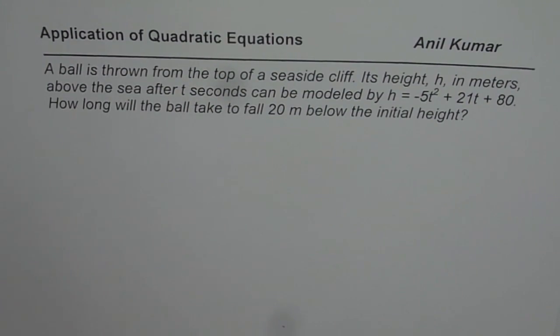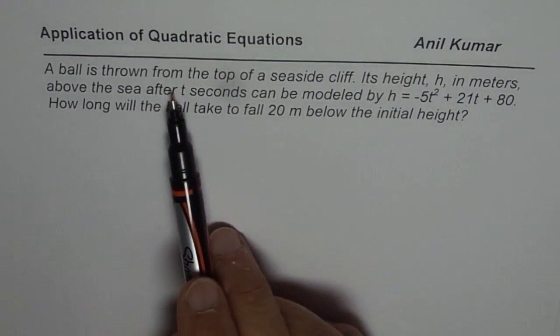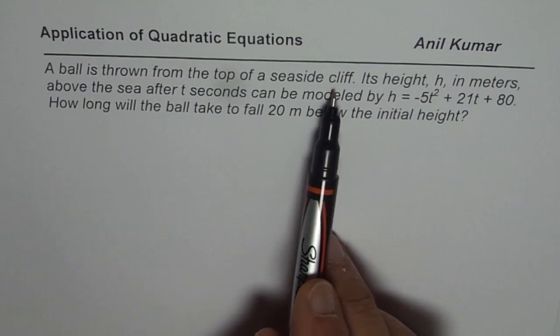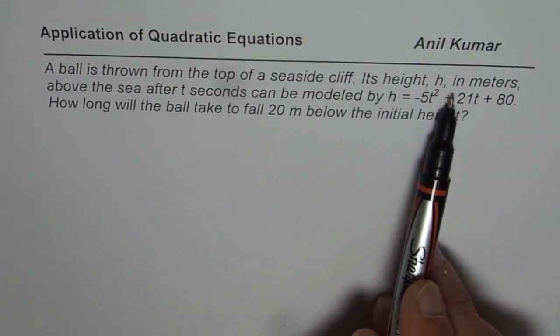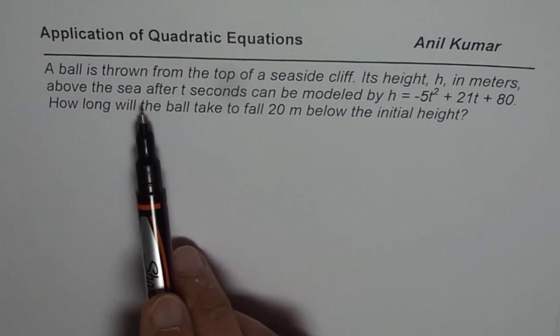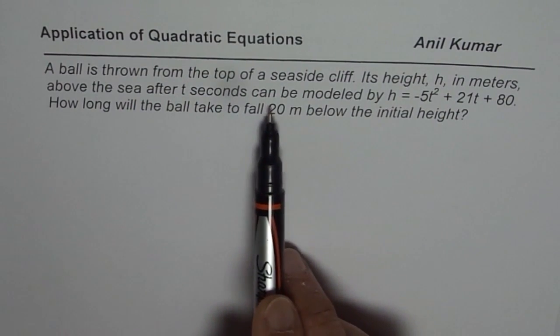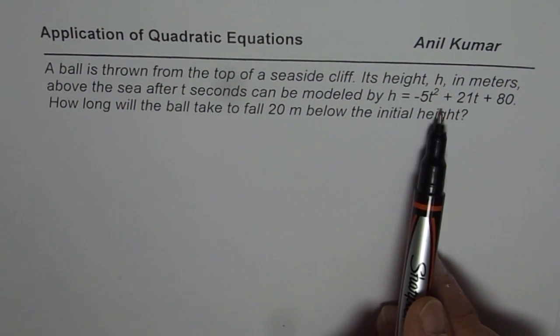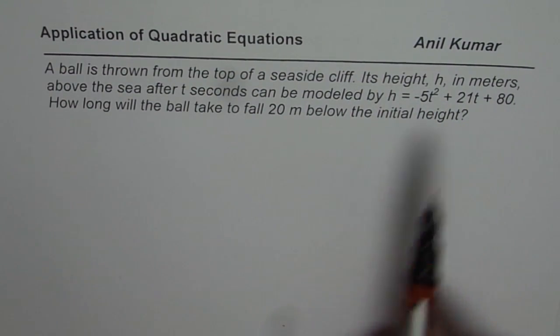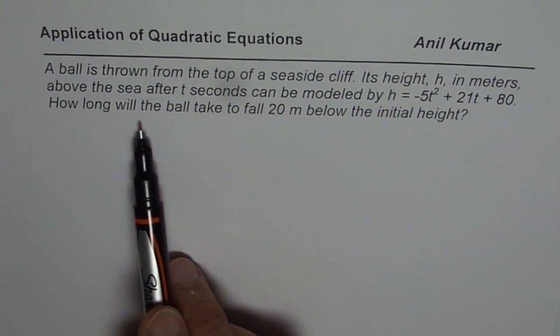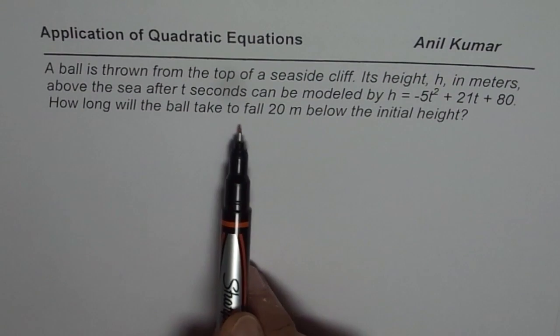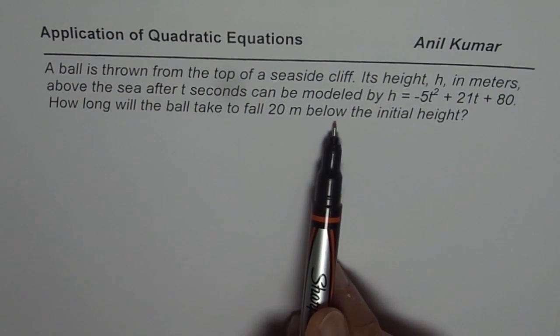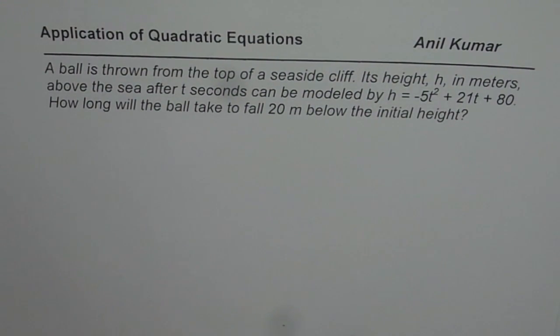The question here is, a ball is thrown from the top of a seaside cliff. Its height h in meters above the sea after t seconds can be modeled by h equals minus 5t square plus 21t plus 80. How long will the ball take to fall 20 meters below the initial height? You can pause the video, answer the question, and then look into my suggestion.